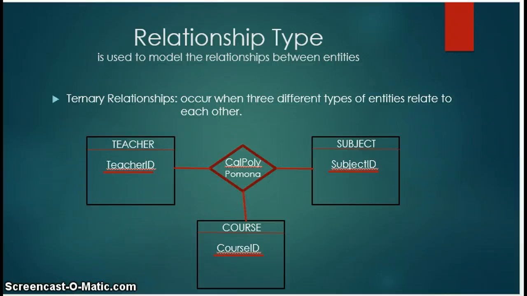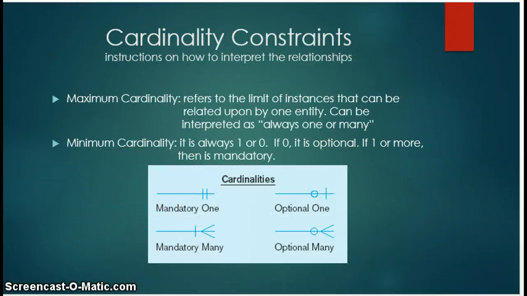Now we move on to cardinality constraints, which basically are instructions on how to interpret the relationship between entities. Maximum cardinality refers to a limit of instances that can be related to one entity, and can be interpreted as always one or many, and minimum cardinality is always 1 or 0. If 0, it is optional. If 1 or more, then it's mandatory. Here we have the various cardinalities. I'll give you examples later on.